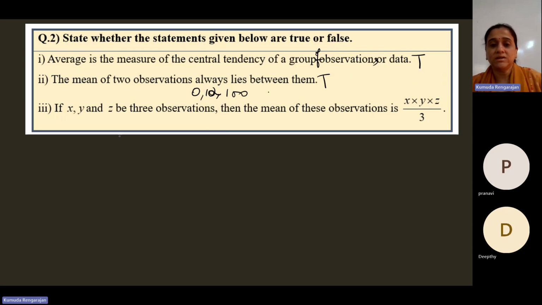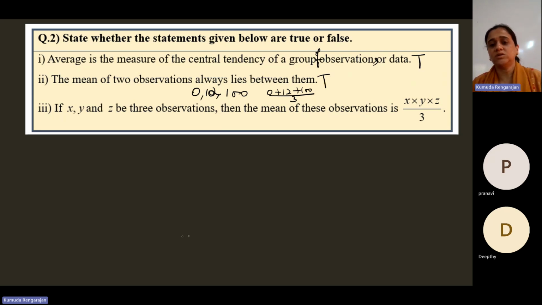So what will be the mean? 0 plus 12 plus 100 divided by... 0 is also a value. So there are three observations. 0 has no value, but you should not disregard that as an observation. You should regard that as an observation. So 0 is one observation, 12 is an observation, 100 is an observation. So totally we have three observations.